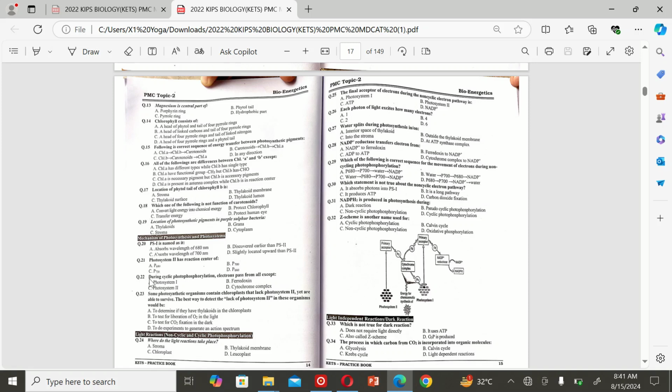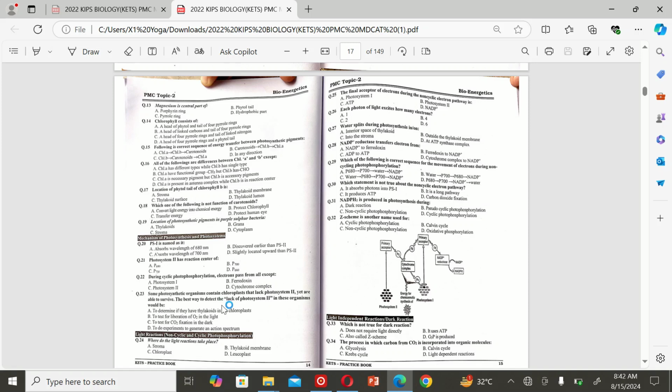The next MCQ is: during cyclic phosphorylation, electrons pass from all except A. Photosystem 1, B. Plastocyanin, C. Photosystem 2, and D. Cytochrome complex. So the correct option is C, photosystem 2.